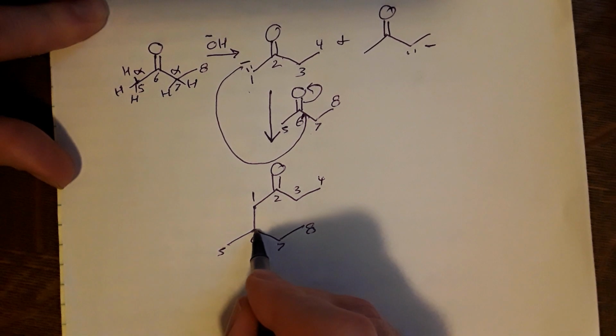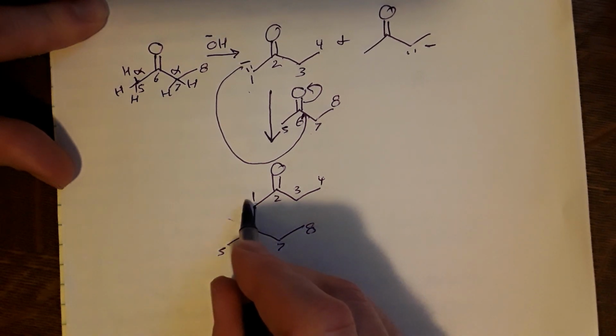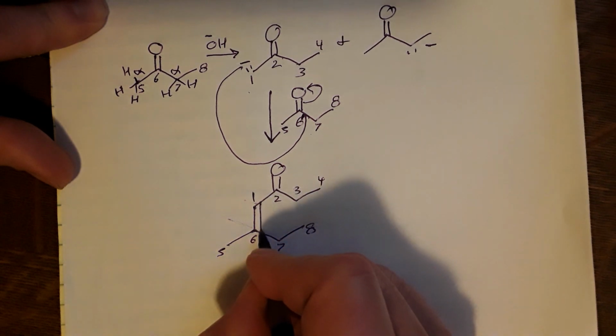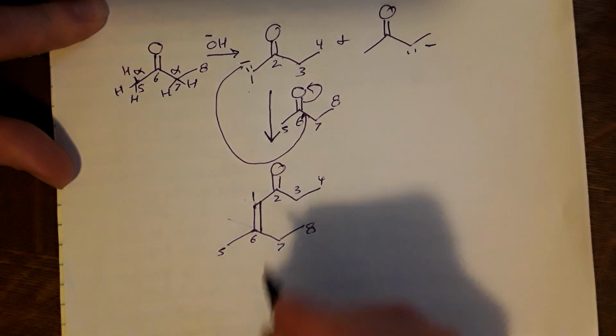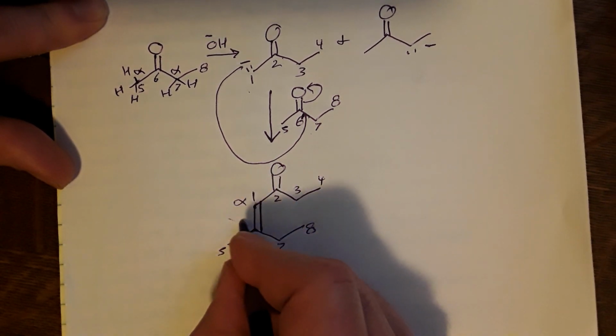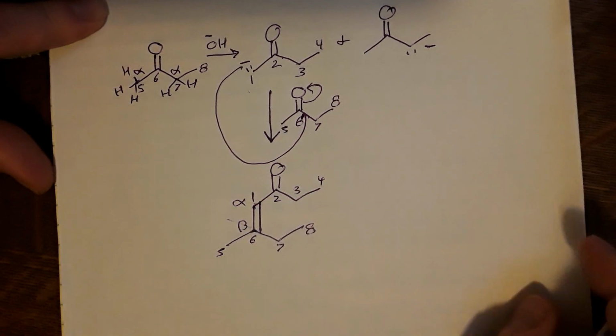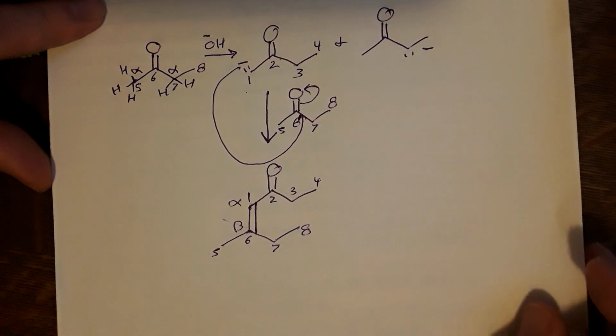And I can either draw this OH in here and the H here and lose water, or maybe now I've gotten to the point where I know where I'm going to form my double bond here between the alpha and beta, and just go ahead and draw the product. So that's one product that will form in this reaction.